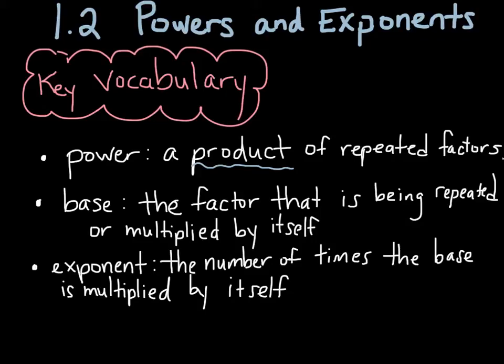Chapter 1.2 is called Powers and Exponents. Here are just a couple of vocabulary words that we will be using when we talk about powers and exponents. A power is a product of repeated factors. And remember that product means the answer to a multiplication problem. So we're going to be doing some multiplying.